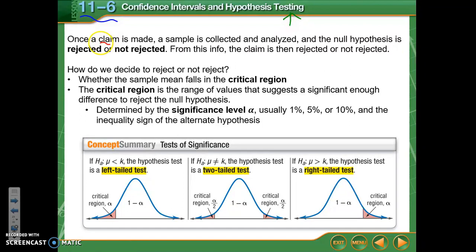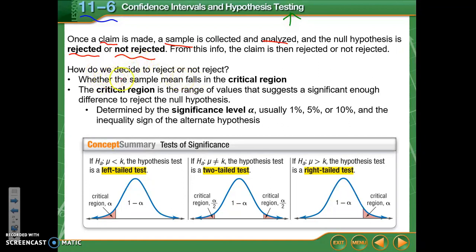Okay, so once I make a claim and I identify my null hypothesis and my alternative hypothesis, I collect a sample, I analyze it, and then there's some very specific statistical vocabulary here. I either reject the null hypothesis or I do not reject it. Okay, so notice we don't say reject or accept. Just because I reject the null hypothesis doesn't necessarily mean that the alternative hypothesis is true. It just means that I have to reject the null hypothesis. There may or may not be enough evidence to accept the other hypothesis. That's farther on. So right now we just say reject or not reject.